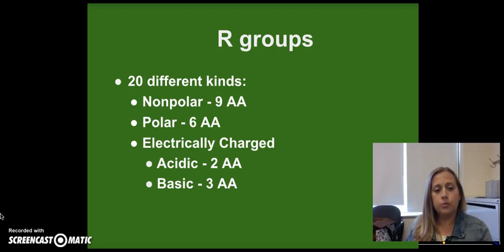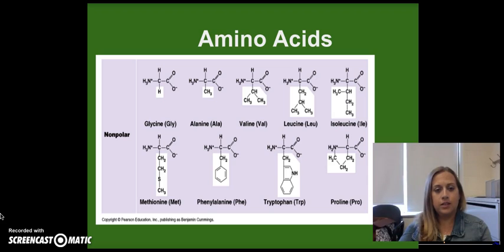Now, for those R groups, you have 20 different options. 9 of them are going to be creating nonpolar amino acids. 6 of them would create polar amino acids, and then you're also going to have 5 electrically charged. So 2 of them are going to be acidic and 3 of them are going to be basic. We're going to take a look at them right here.